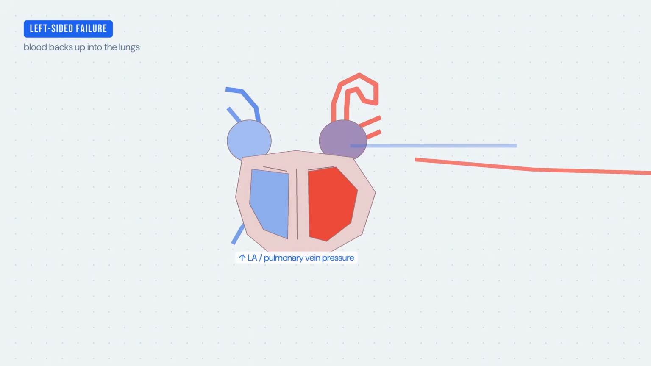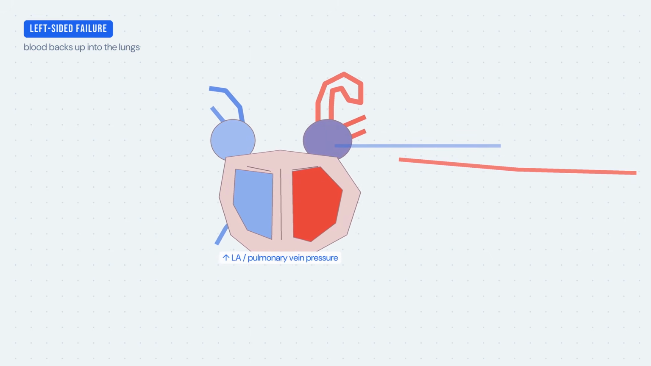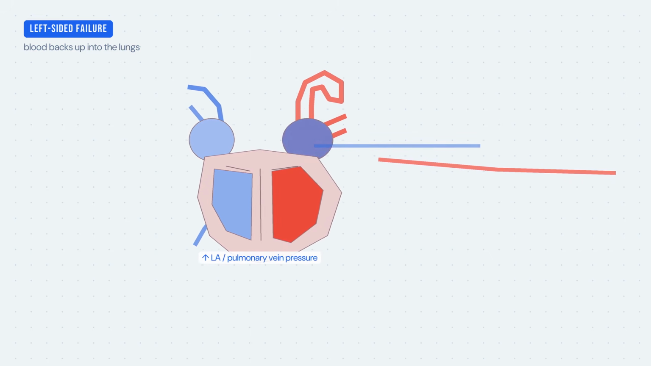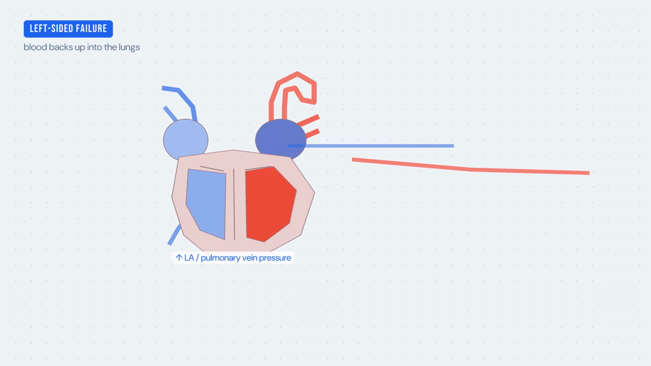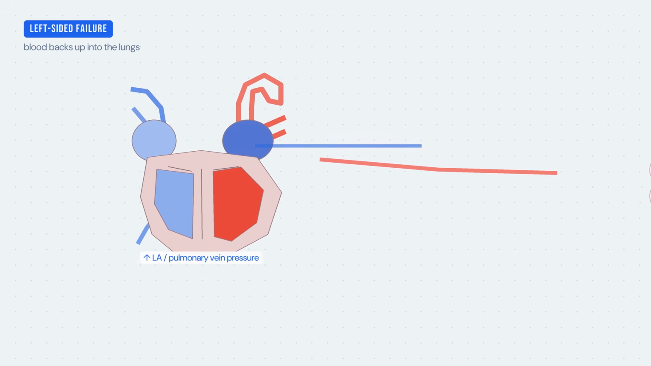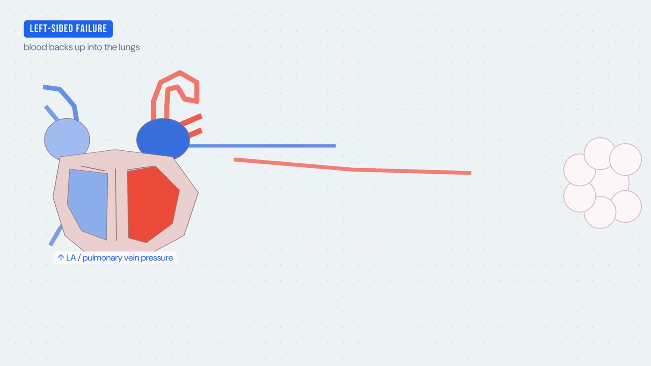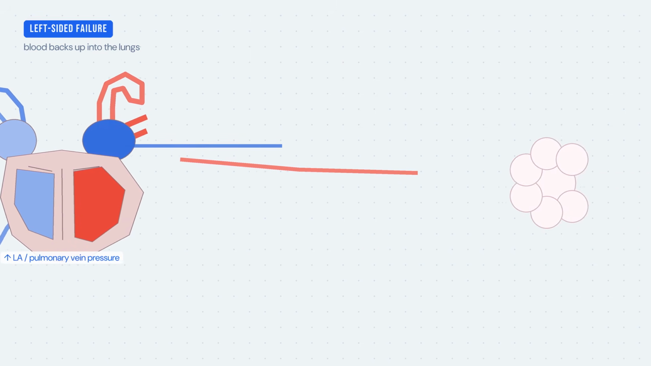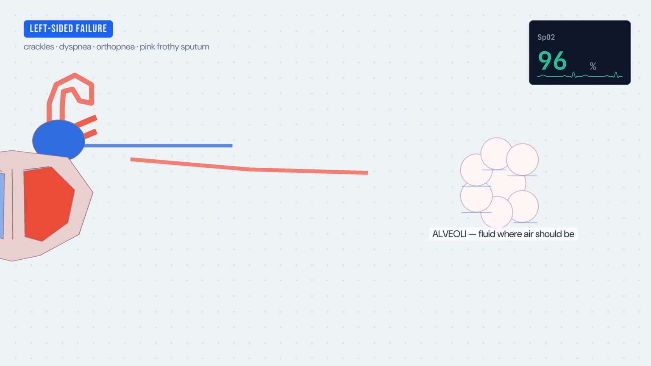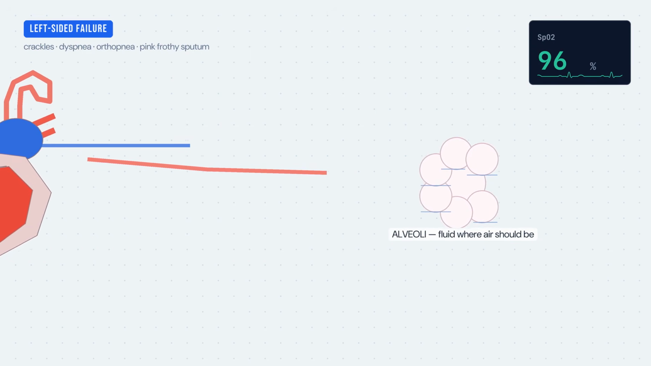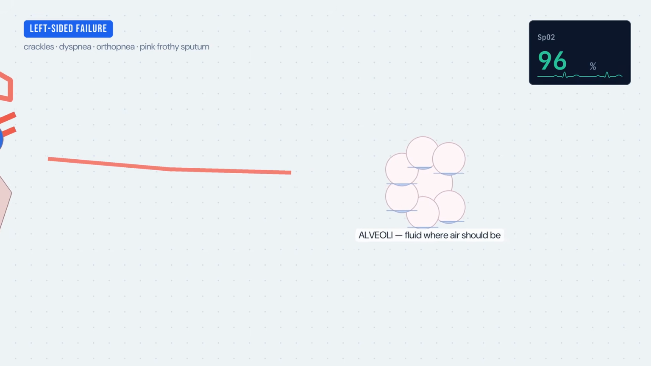Now watch the physics. As pressure rises in the pulmonary capillaries, the hydrostatic pressure pushing outward finally exceeds the pressure holding fluid in. Fluid crosses into the alveoli, the air sacs. And air sacs, full of fluid, cannot exchange oxygen. So the patient becomes short of breath. You listen and you hear crackles at the bases first, because of gravity.